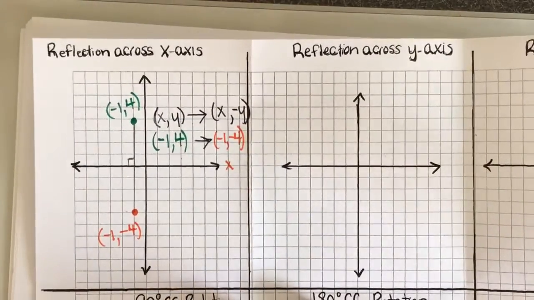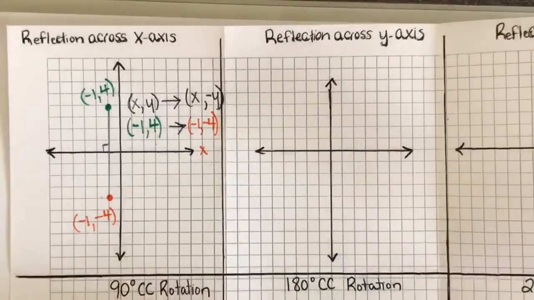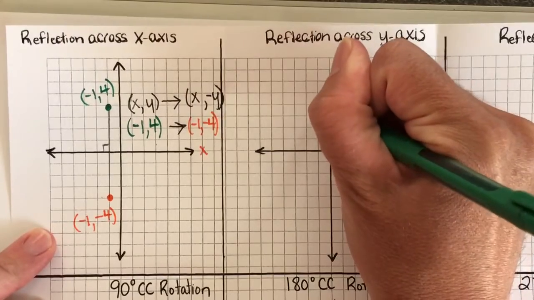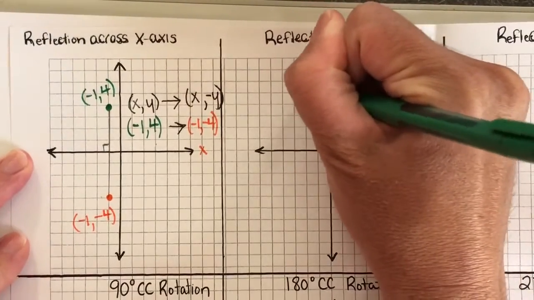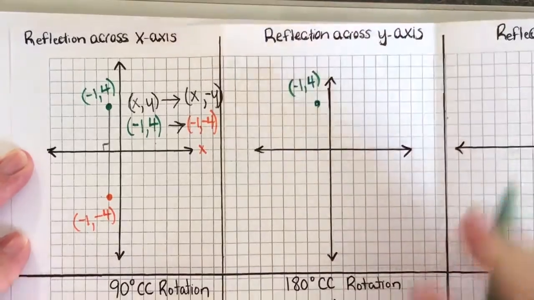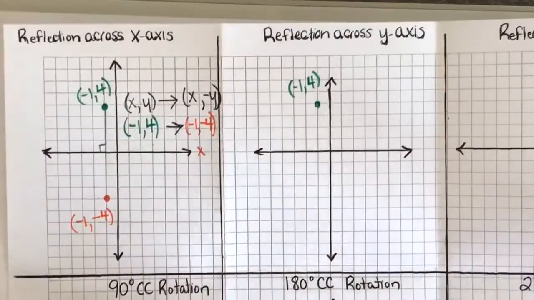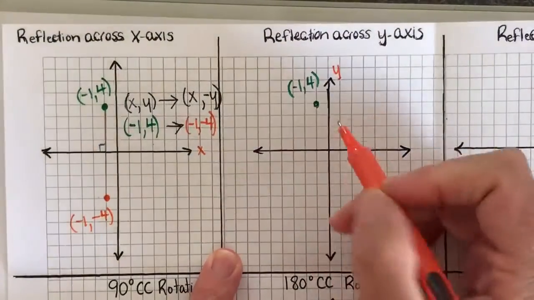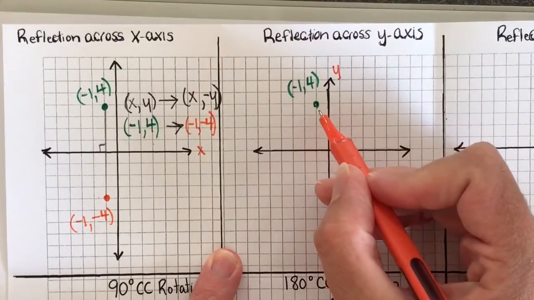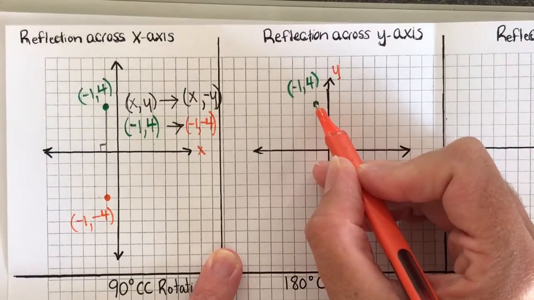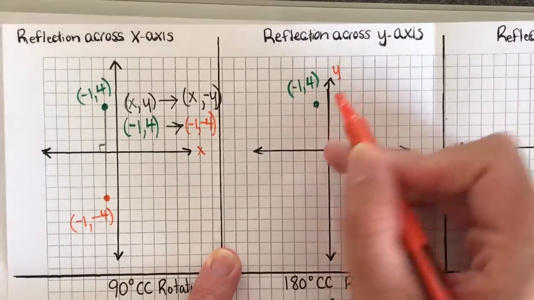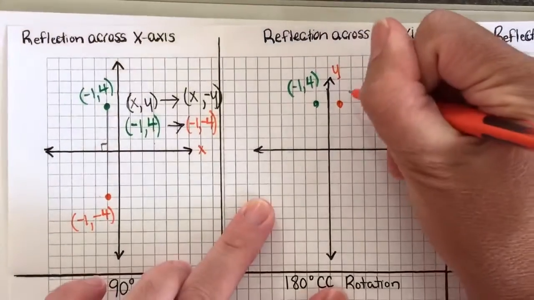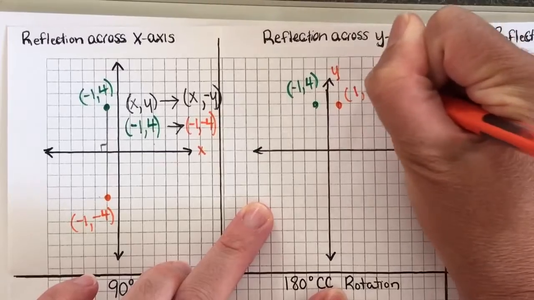So now let's look at a reflection over the y-axis. Again, I'm going to start with the point -1, 4. I want to label it. If I'm flipping over the y-axis, the y-axis is my line of symmetry. So again, perpendicular bisector. I am equal distance away from the y-axis, so I'm 1 away here. So I need to be 1 away over here. So now my new location is +1, +4.